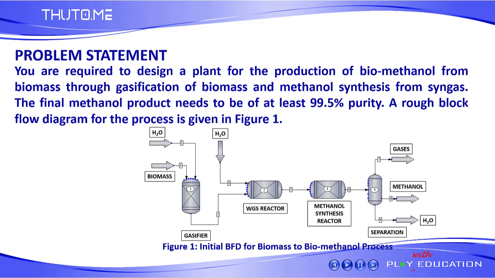The problem presented requires you to design a process to produce biomethanol from biomass through gasification of biomass to produce synthesis gas, which is a mixture of hydrogen and carbon monoxide, and further using the synthesis gas to produce methanol of specified purity. An initial block flow diagram is presented here.